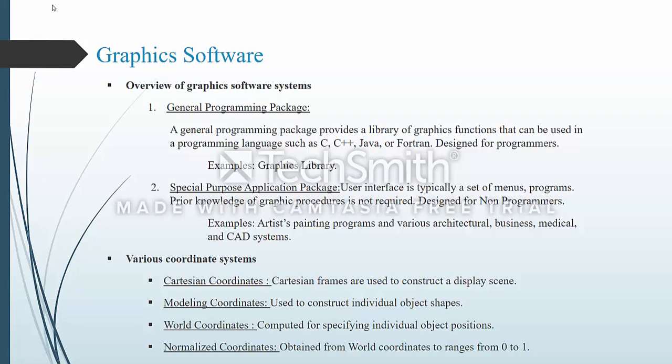Graphic software. Overview of graphic software systems. General programming package. A general programming package provides a library of graphic functions that can be used in a programming language such as C, Java, Fortran. Designed for programmers. Example: graphics library. Special purpose application package. The user interface is typically a set of menus. Prior knowledge of graphic procedures is not required. Designed for non-programmers.